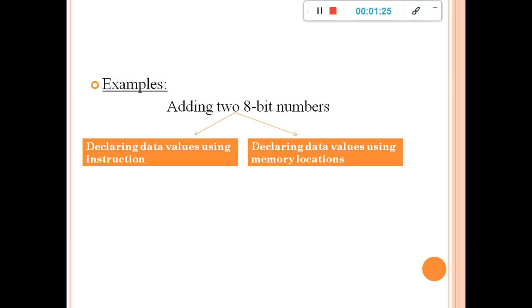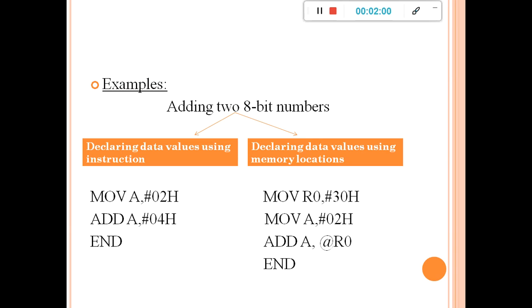There are many ways to do addition in 8051, so I will discuss these two ways. The first one is declaring data values using instruction, and the other is declaring data values using memory locations. Declaring data values using instruction means in the instruction itself you can declare the two 8-bit values. The other is if you want to fetch the data from some memory location, that is also possible to write in the program. So now we'll see the programs.